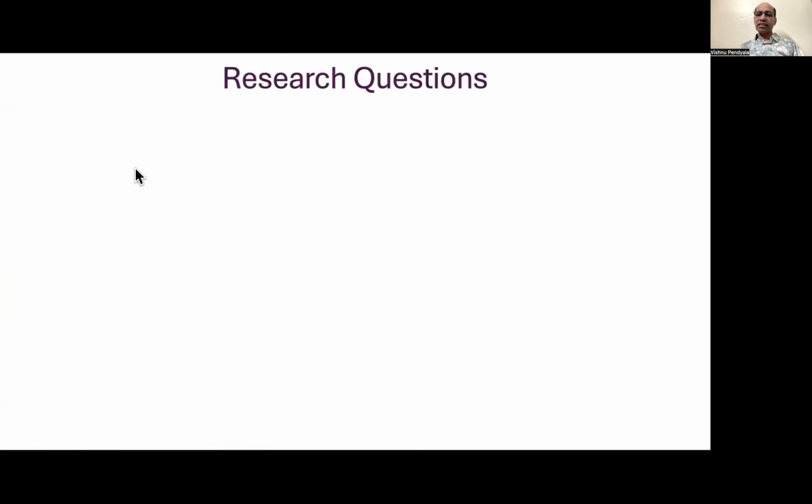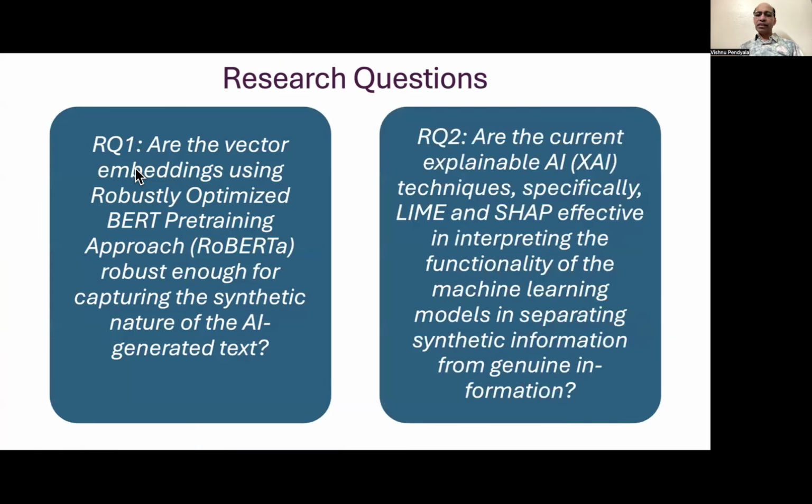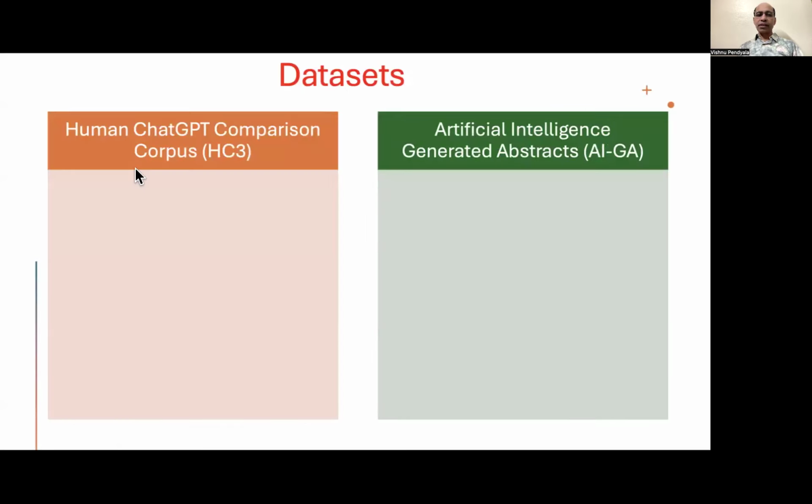So we set out with these research questions. The first research question is to see whether the dimensions of the vectors capture the traits that distinguish synthetic text. And the second research question is to see if the explainable AI techniques like LIME, SHAP, and integrated gradients explain what traits were captured and give more insights into the machine learning model behavior.